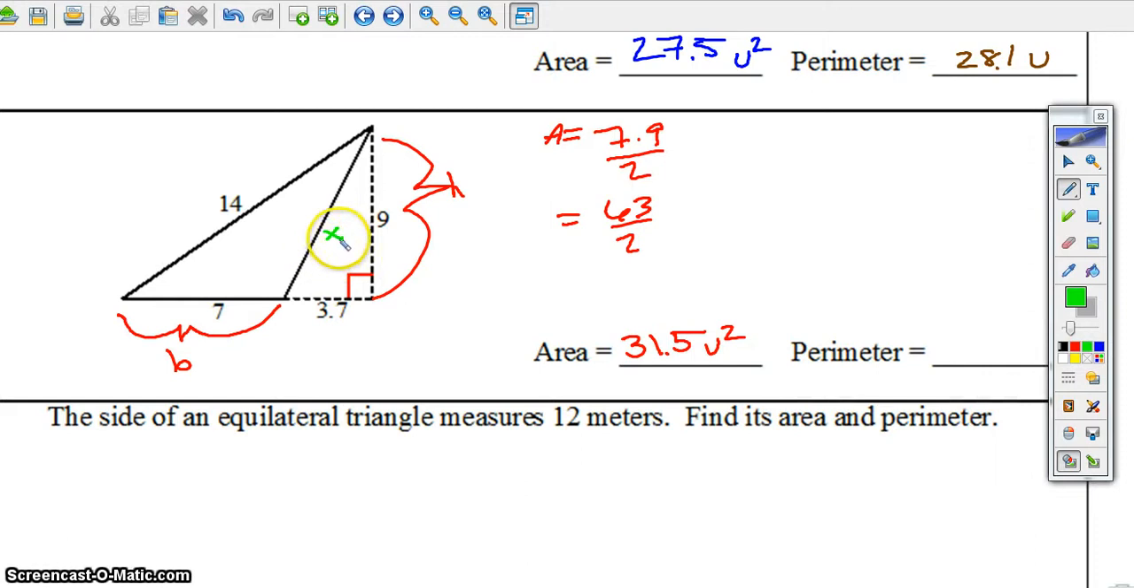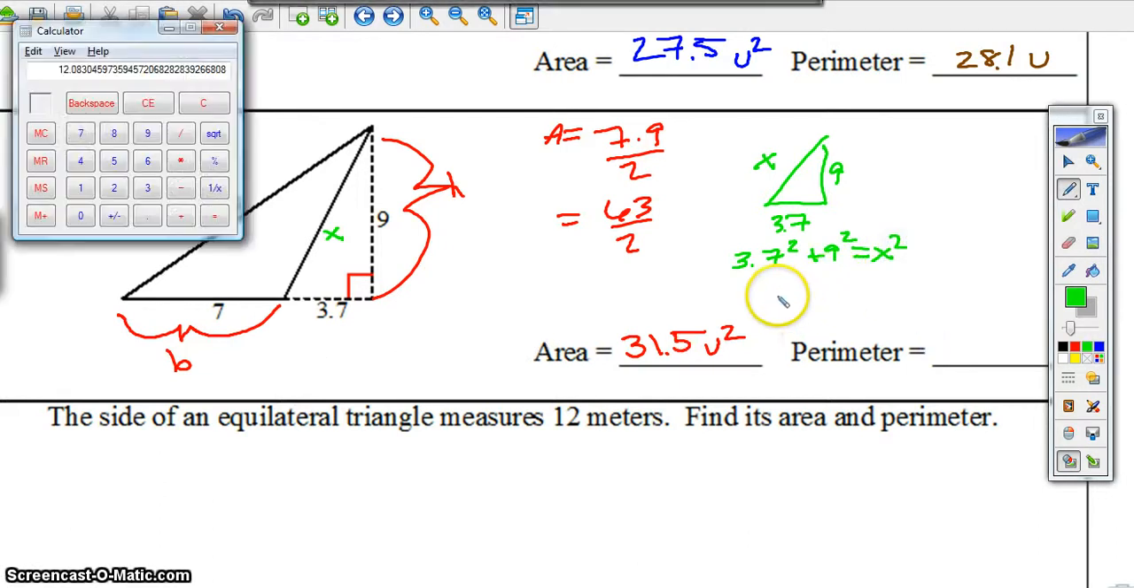So now we're going to go ahead and find our perimeter, but in order to do that, we have to find x. If we think about that right triangle on the right, you have 9, you have 3.7. We want to figure out this side, because if we can find this side, then we have the 3 sides of this triangle. We're going to figure that out by using the Pythagorean theorem.